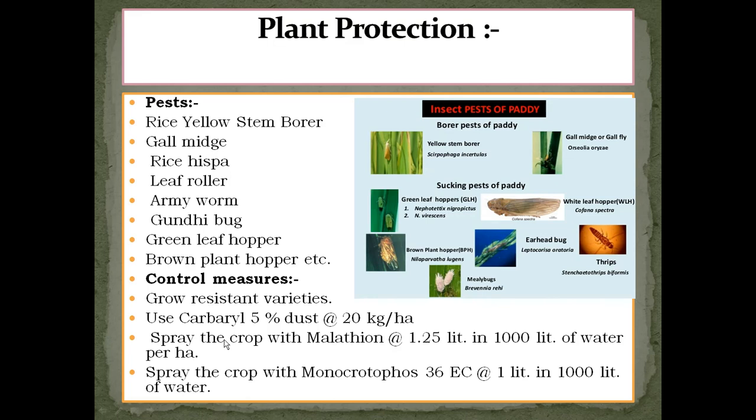Then cleaning of the field should be followed, and then the yellow sticky traps or the light traps can be used especially for the control of these sucking pests as well as yellow rice stem borer. These are the pest or the IPM measures for the control of especially rice stem borer.